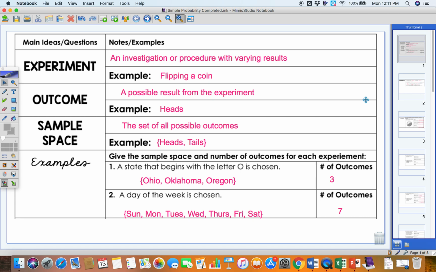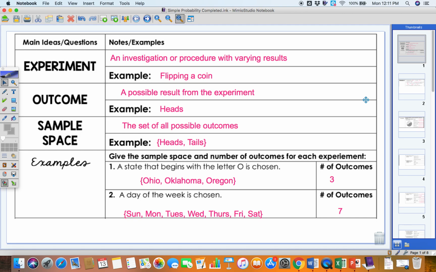And the experiment here is that a state that begins with the letter O is chosen. Well, there are 50 states. 3 of them start with the letter O, so there are 3 possible desired outcomes, and they would be Oklahoma, Oregon, and Ohio.